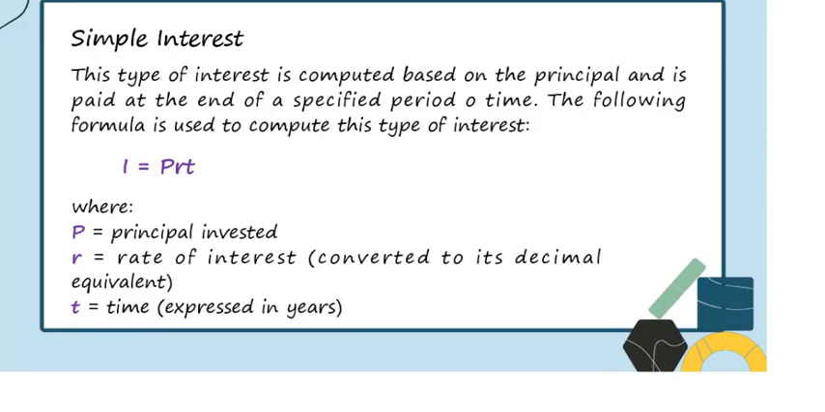And again, please take note of this. Yung rate of interest, if you are going to use it in the formula, please do not use yung ating percentage form. Please convert it to its decimal equivalent muna. And then yung T is the time expressed in years. So yan yung default na SI unit na kailangan naka-years siya. So that is just I is equal to PRT when we are calculating for the simple interest.